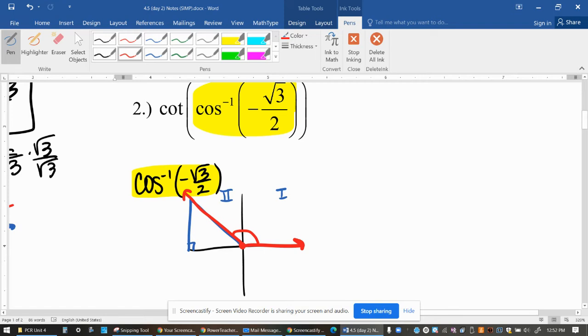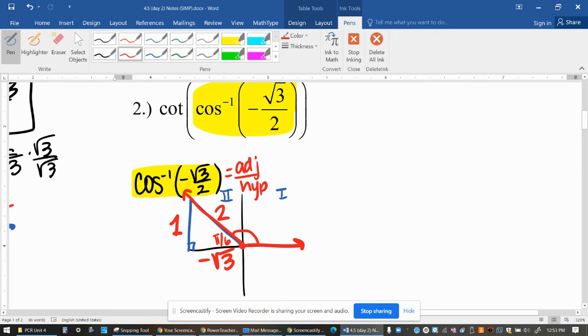Now, which angle, 30, 60, or 45, has adjacent over hypotenuse that would give me root 3 over 2? So I'm going to want root 3 over 2. Notice it's negative because I went left. Whenever you go left or down, your side length is negative. All right, so think back to your 30, 60, 90 triangle. The angle who has root 3 adjacent to it is 30 degrees. So that's pi over 6.